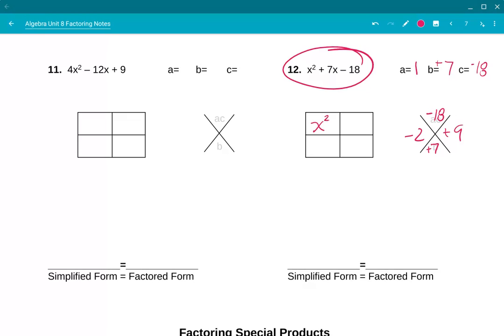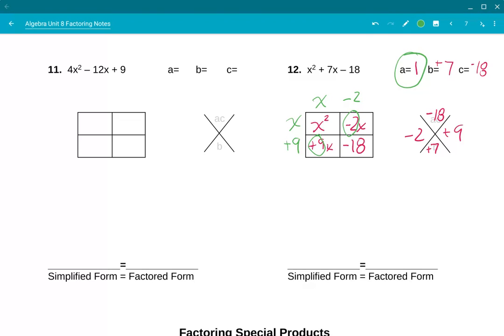So x squared goes here. We'll put a negative 2x here, a positive 9x there, and then the last box, negative 18 goes there. So here's a quick trick. If your a value is 1, then filling this out is easy because your teacher probably has already told you. If you just have an x squared there, then you've got an x and an x on either side. And again, if your a value is just 1, then all you got to do is put these numbers right here and that number right there.